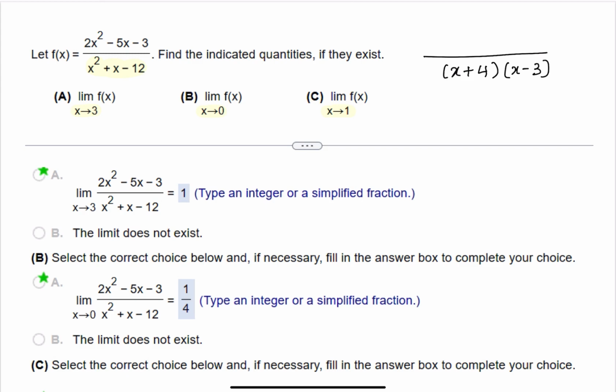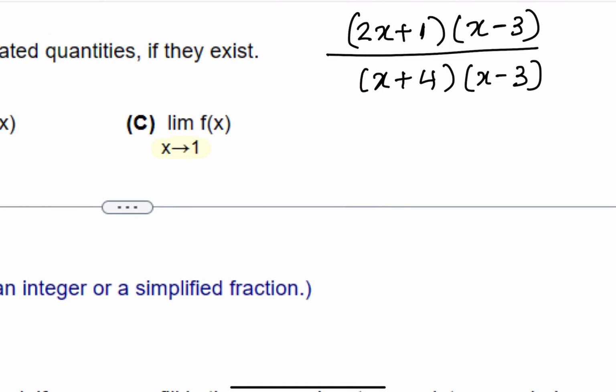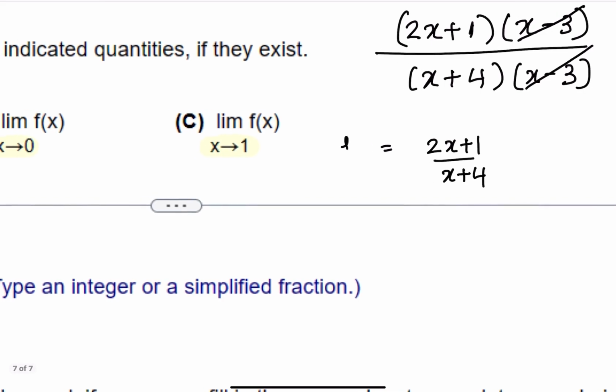Now the factors of 2x squared minus 5x minus 3. Of course, you can use any factoring method. This is going to be 2x plus 1 times x minus 3. And now I see that x minus 3 cancel each other. What am I left with? 2x plus 1 over x plus 4. Now this is my function after simplifying.